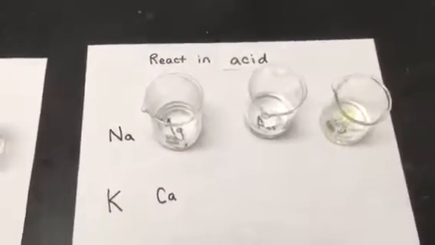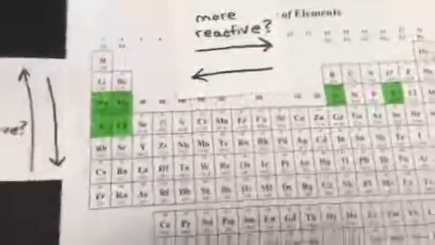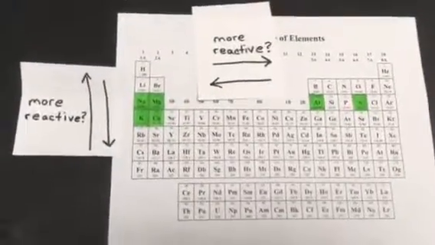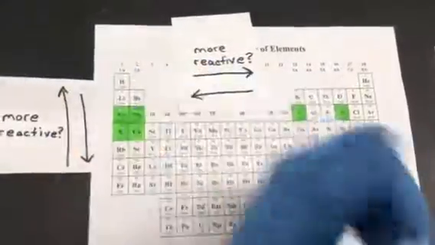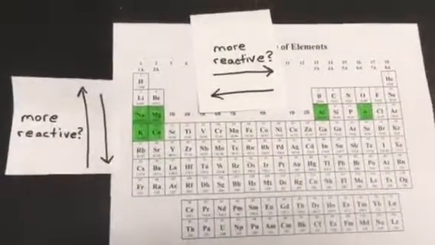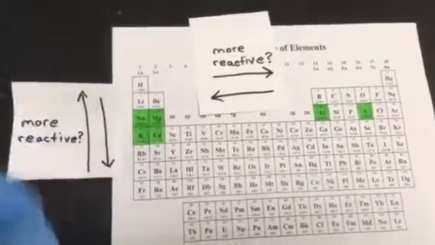All right, so based on this, again, the goal is to now say, do they get more reactive as you go to the right or to the left? And do they get more reactive as you go up the column or down the column?